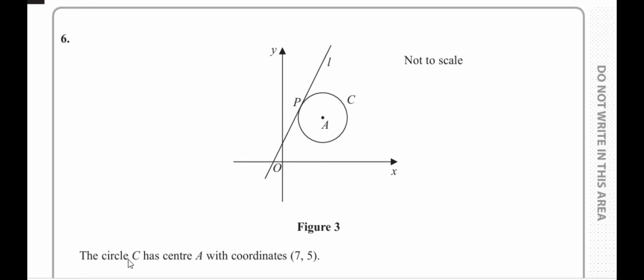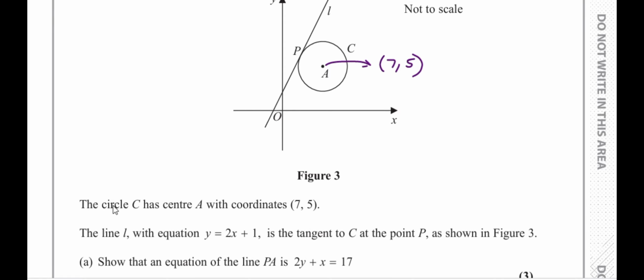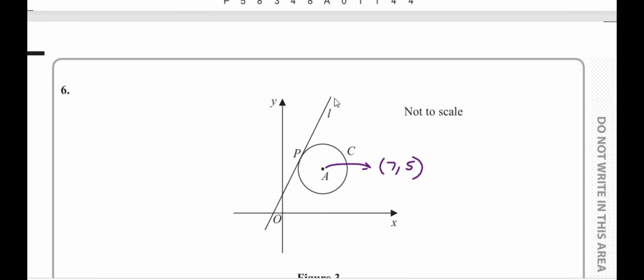Question 6. The circle C has center A with coordinates 7, 5. So let's write this as 7, 5. Line L with equation y is equal to 2x plus 1 is a tangent to C at point P. So this is y is equal to 2x plus 1. And it is tangent at point P. Show that an equation of the line PA is 2y plus x is equal to 17. So equation of PA means equation of this radius.